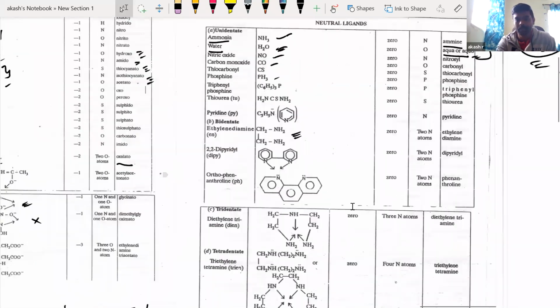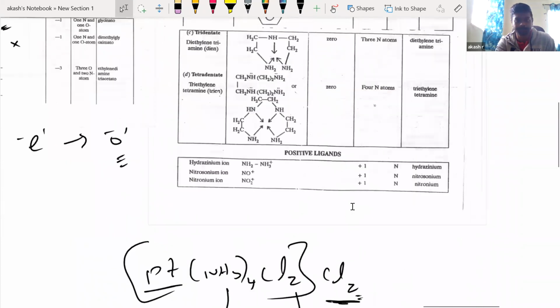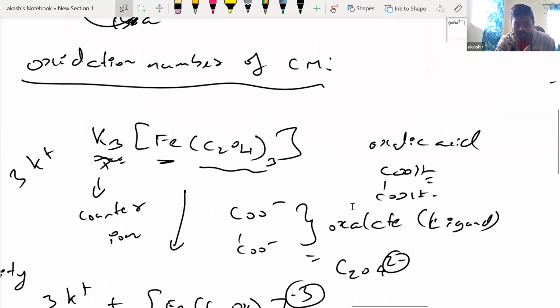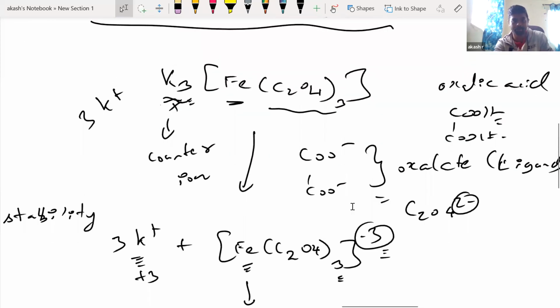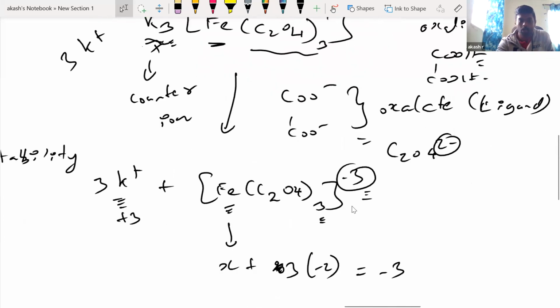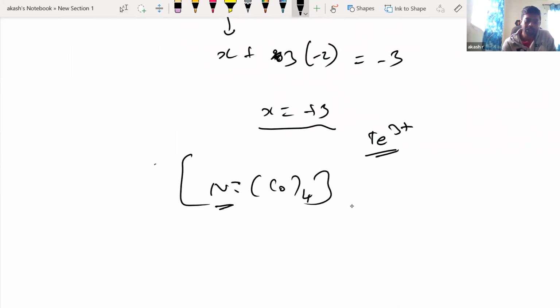So these are the different names you have to understand, the names of the ligands. And we understood now how to find the oxidation number of the central metal atom or the ion. Now, one more thing I ask you. For example, if I have Ni(CO)4, can you tell me what is the oxidation number of nickel here?